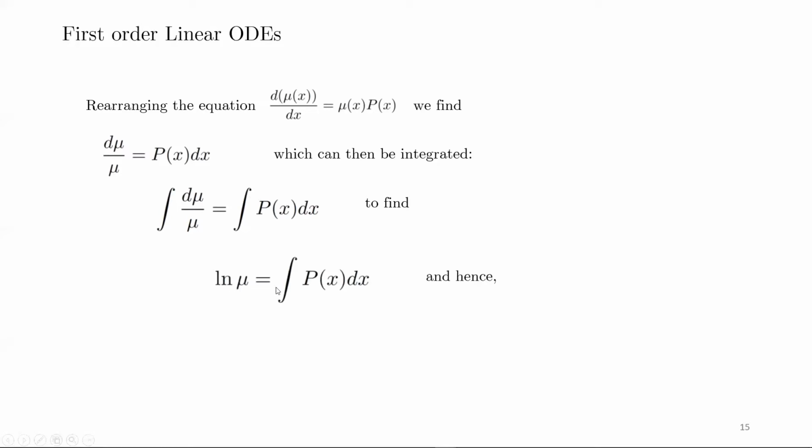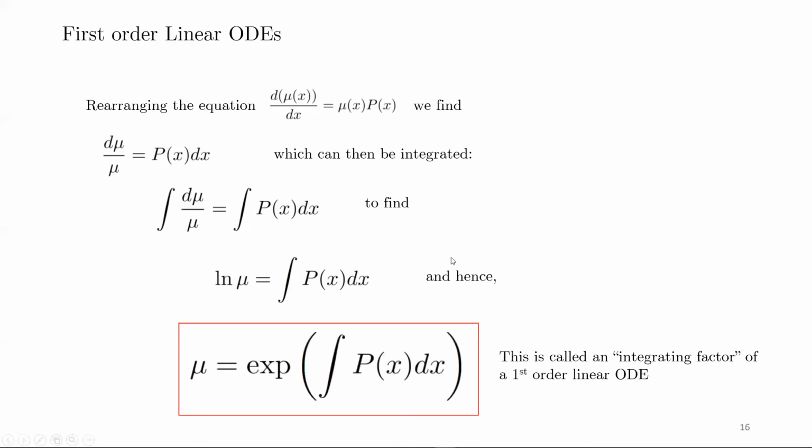So we get the log of mu equals this integral of p dx, and hence I can take the exponential of both sides and finally come up with some expression for this mysterious function mu. If you remember none of what I've just said, just remember the definition of this integrating factor mu here. So mu is equal to the exponential of the integral of p, the function p, with respect to dx.